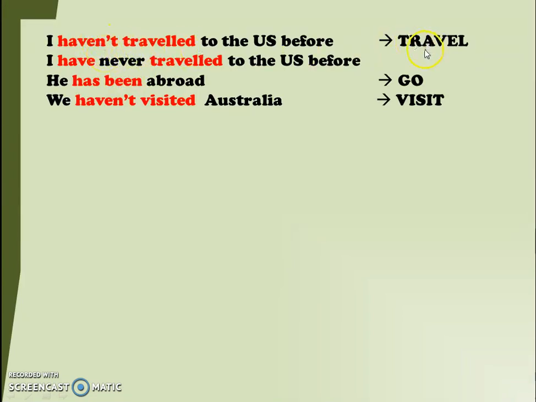This is from the action travel. He has been abroad. So this is the verb go. The form is be because this person, this man, has traveled abroad, in this case to France and Canada, and he has come back home. So he has been. We are going to use been and not gone. In this case, the action is visit, and we don't have a specific time reference, so we can say we haven't visited Australia. This is called the present perfect in English.